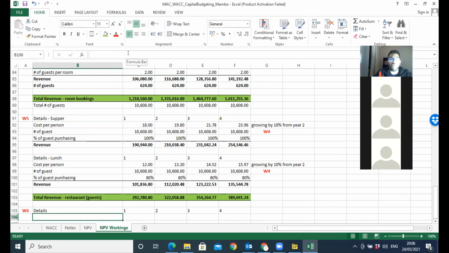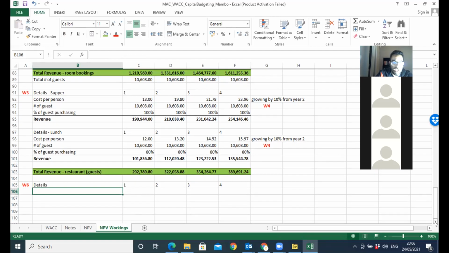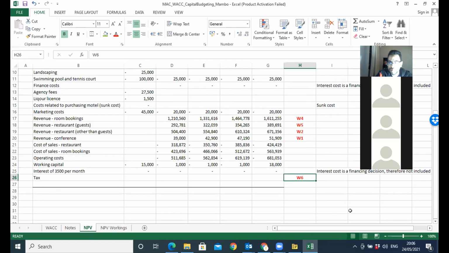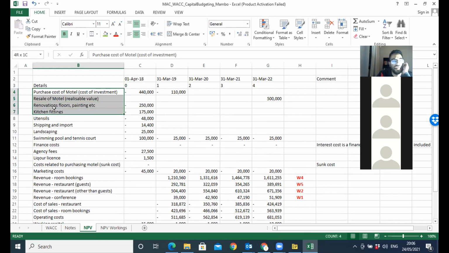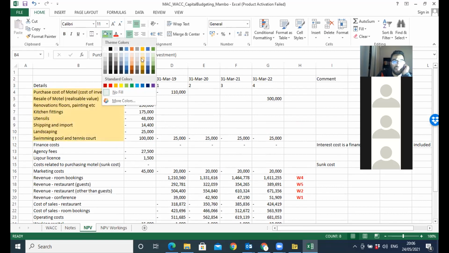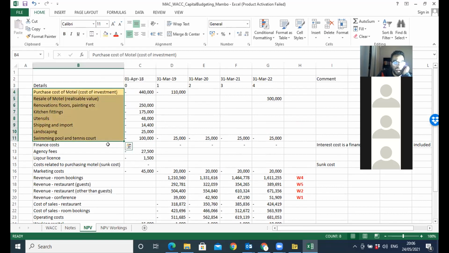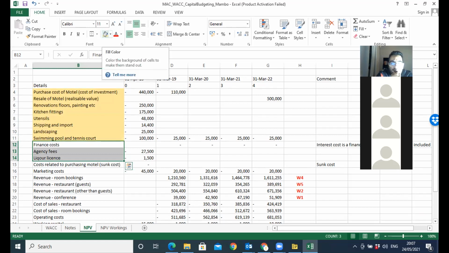So what we're going to do, we're going to bring in all our operational amounts. As you can see, what I'm highlighting in orange are initial, your upfront costs. Swimming pool, landscaping, all of these are upfront costs. Well, it's actually quite tricky, but okay, let's just do that.